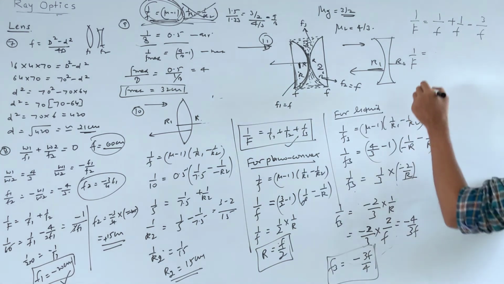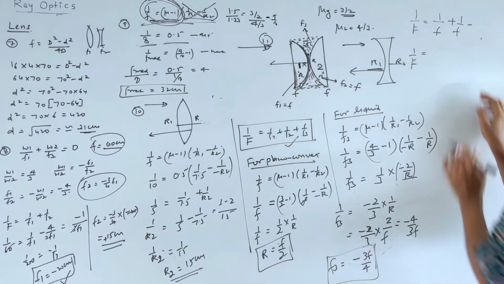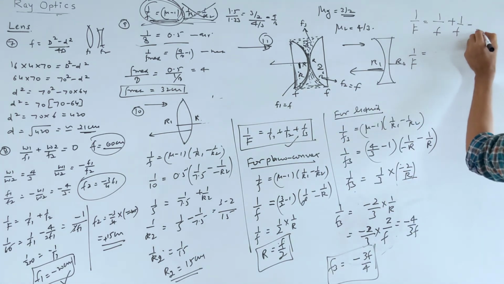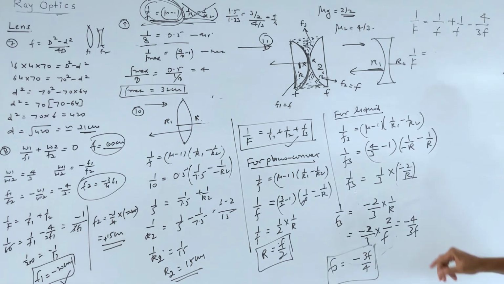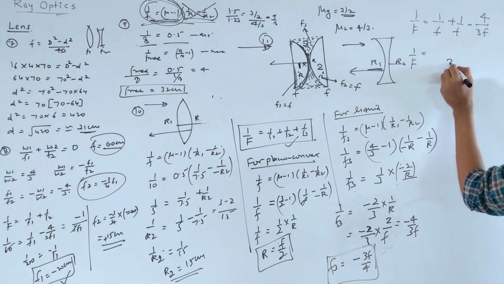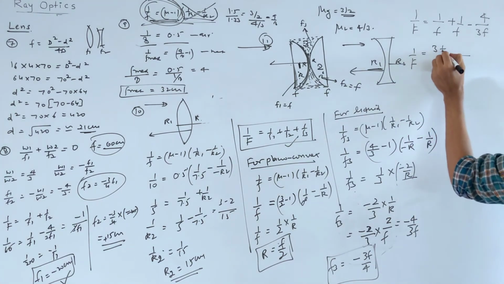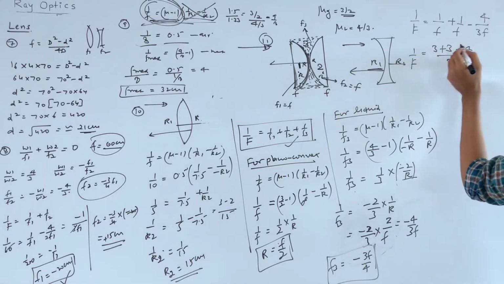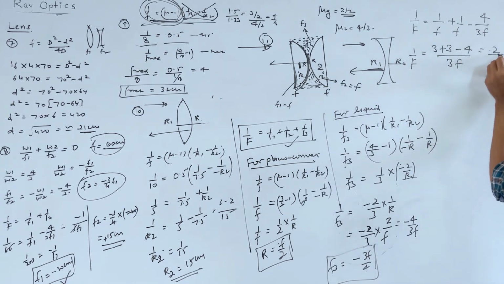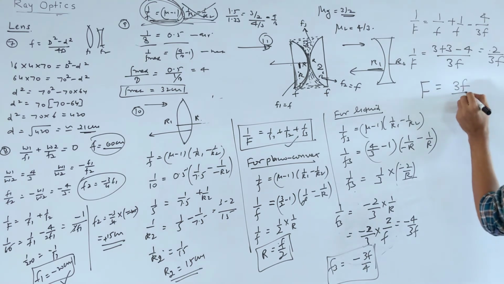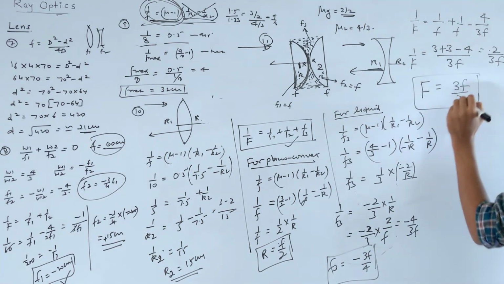So this will change. f1, f2 and f3 I am writing. What is f3? Minus 3f by 4. So that's now correct. For 3f I took the LCM. This goes 3 times, that goes 3 times and this goes 4 times. Clear? 6 minus 4 is 2 by 3f. So this is your final answer. Focal length is 3f by 2. That's your final answer.